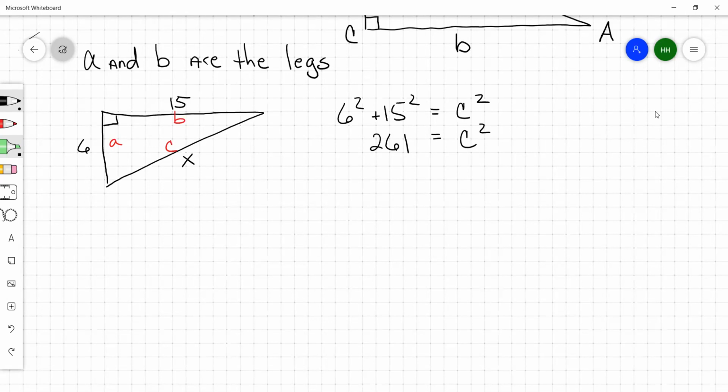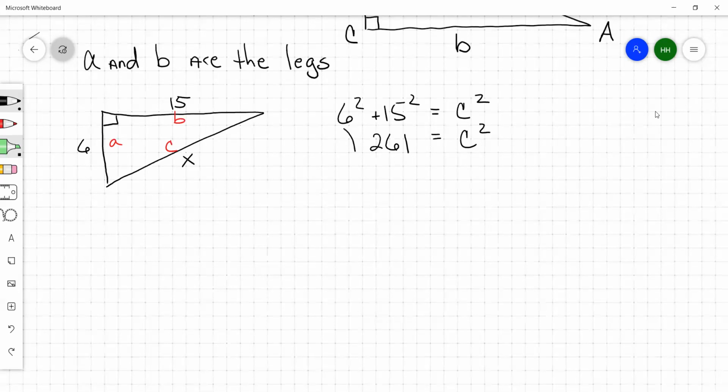Now, if you need this in radical form, which you may need it in simplest radical form, or you may need it in decimal form. My recommendation is that you put all your answers in simplest radical form first, and then decimal form. So you take 261 and you start dividing it by perfect squares. 261 divided by 4 doesn't go. 261 divided by 9 goes. 9 goes 29 times.